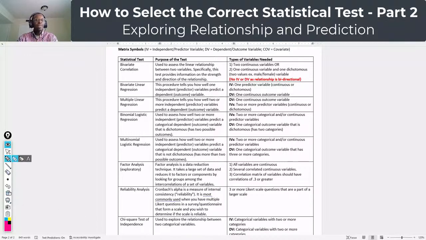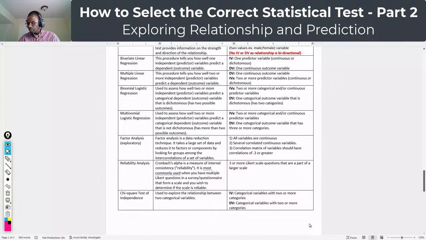And then finally, we have chi-square. Now, chi-square is a little different because what it does is it looks at the relationships between categorical variables. Okay. So if your variables are categorical, then you would use a chi-square test of independence. So let's say, for example, we wanted to look at, is there a significant association between gender?